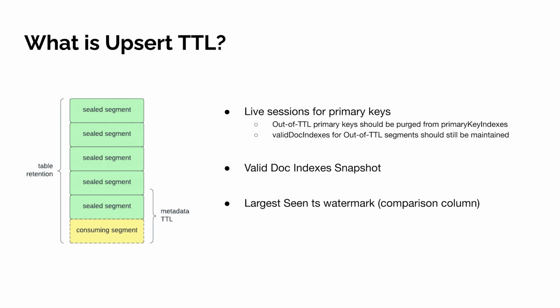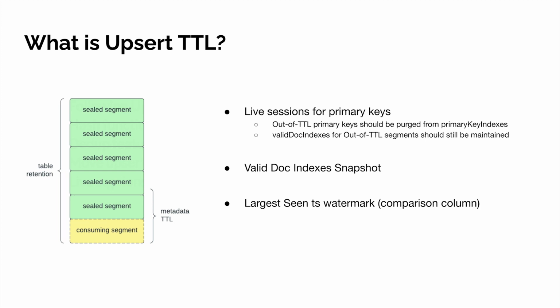The first requirement is that the out-of-TTL primary keys should be removed from the heap so that we can save memory. And the second is that the valid doc ID index on the segment side should still be there. This should still be maintained, and it should not be removed.